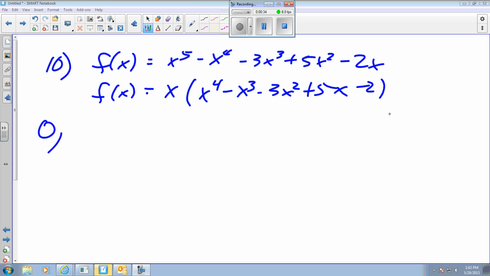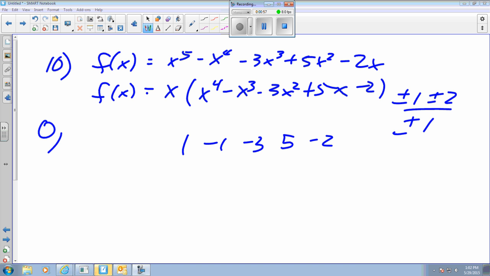Now, using the rational roots theorem, I know that all my other zeros are going to be plus or minus 1, plus or minus 2, all the factors of that one, divided by all the factors of that one. So we have only a few things to check. So let's check a few using synthetic, because that'd be a good review for you. 1, negative 3, 5, negative 2. And I'm going to check to see if 1 works, because I think it's going to.